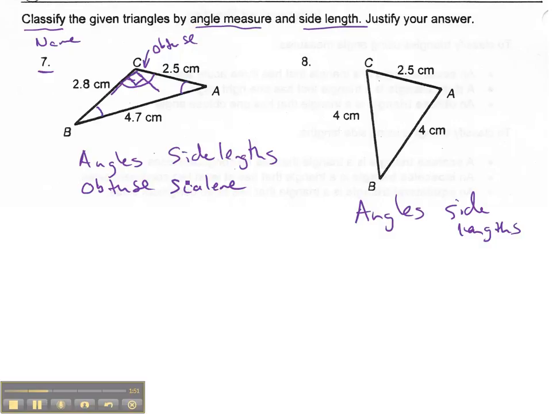Now in number 8, we have two sides that are congruent. They're each 4 centimeters, and one side that is not. So if we have two congruent sides, that's an isosceles triangle. And the angle measurements, again, you could check with a piece of paper, but all three of these angles are acute. And if you have all acute angles, you have an acute triangle. So it's an acute isosceles triangle.